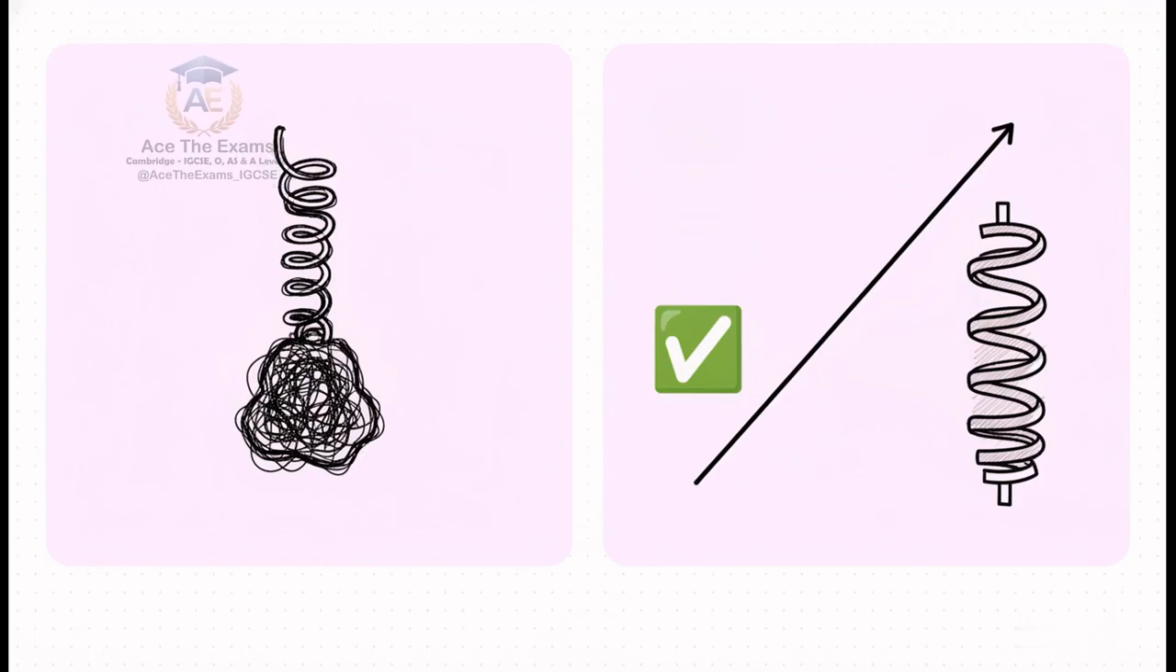Now look at the top band answer. Extension is directly proportional to load passing through origin. That secures full marks. It uses precise terminology like directly proportional. It correctly identifies extension and load, and it mentions the critical detail of passing through origin for the graph. That is exactly how you win.